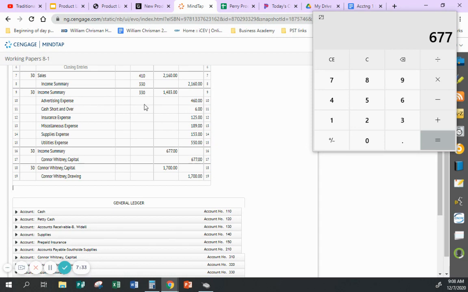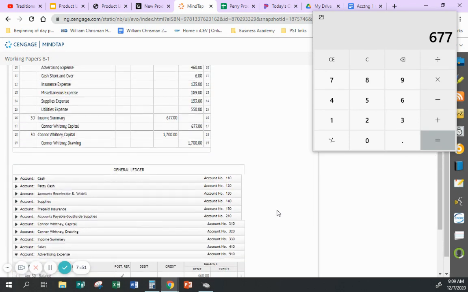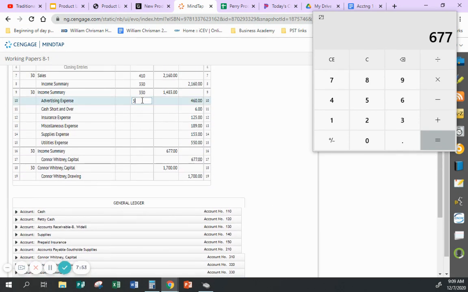Then I'm going to just post one of these expenses, and then you can post the rest of them. So advertising expense, we're closing that out. It has a $460 debit balance, and we credit it for 460, which leaves us with zero. So I'm going to come back up here and put my 510. And then for now, I'm going to skip those and let you go back on your own and do them. And I'm going to come back down and do the income summary, capital, and drawing ones so you can see how that impacts those.